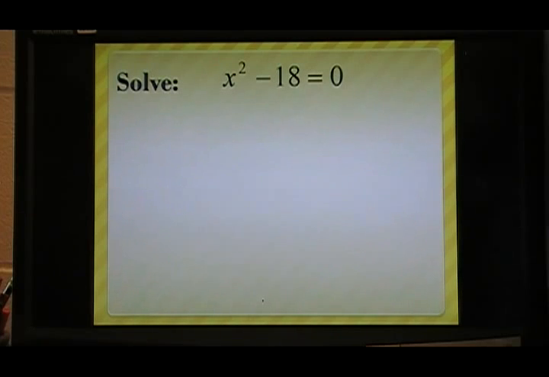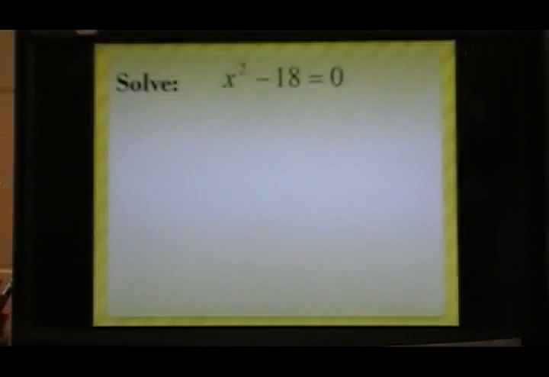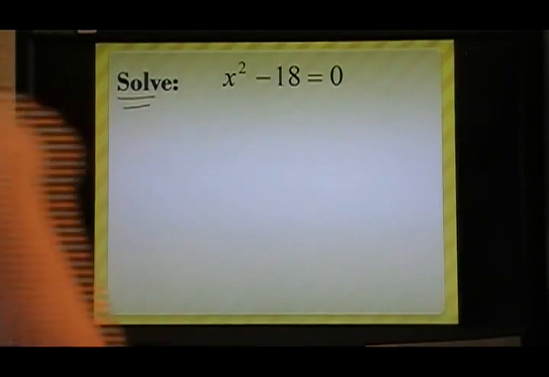Next one, x squared minus 18. So if I'm trying to solve this quadratic equation, again, degree 2, oftentimes I think about factorization first. Okay? You can only use the factorization method if what you're dealing with is factorable. So the first question is, you need to ask yourself, is this factorable?